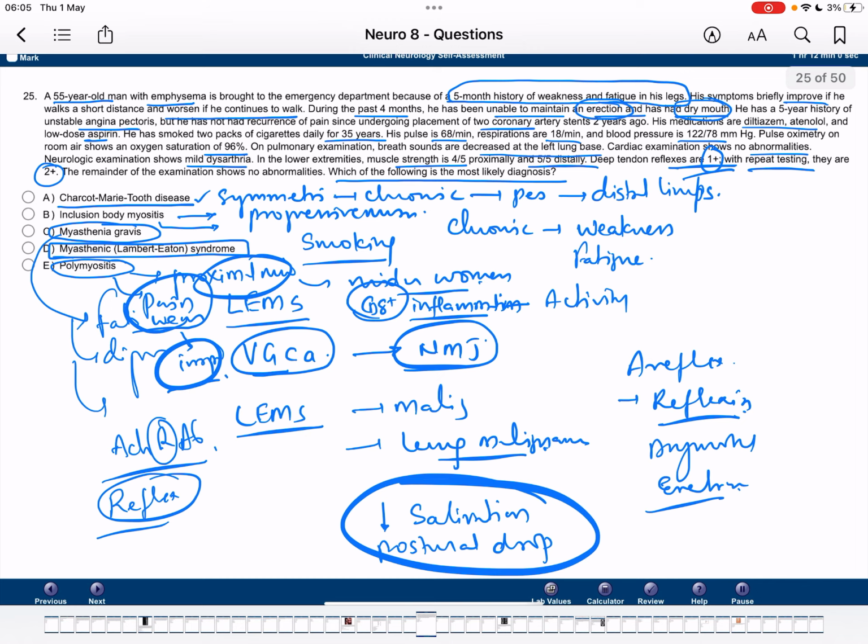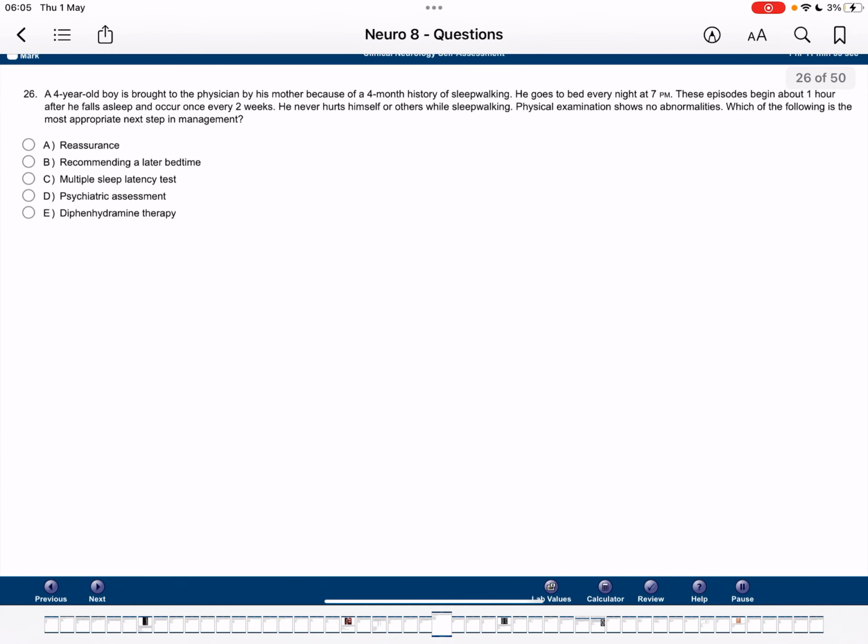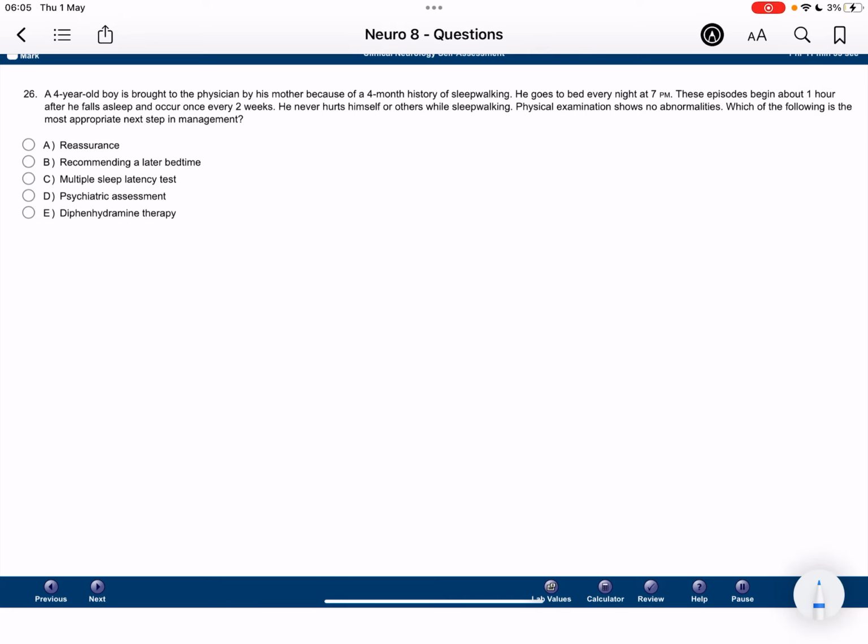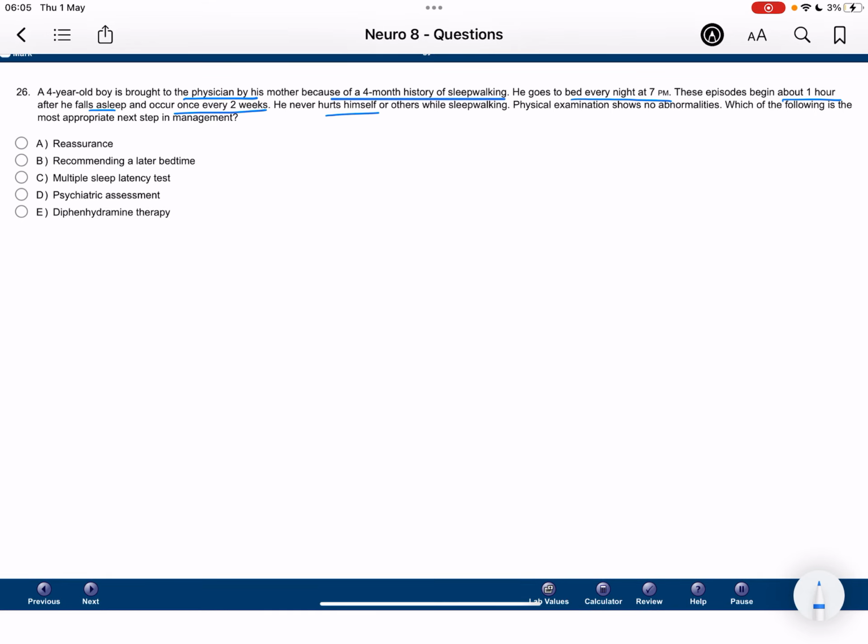But remember, the characteristic questions will be asked directly. This is a short question, so I'll read the stem. A 4-year-old boy is brought to the physician by his mother because of a 4-month history of sleepwalking. He goes to bed every night at 7 p.m. These episodes begin about 1 hour after he falls asleep and occur every 2 weeks. He never hurts himself or others while sleepwalking. Physical examination shows no abnormality. Which of the following is the most appropriate next step in the management of this patient?